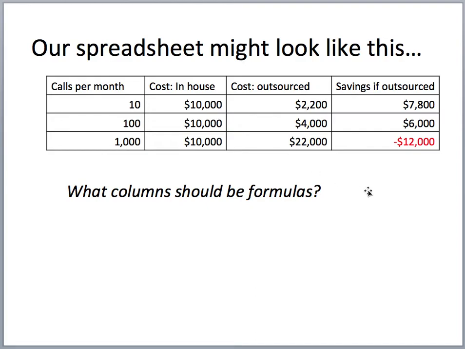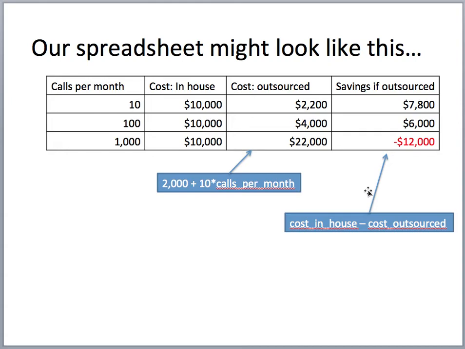So focusing just on the spreadsheet first, the question would be, which columns should be formulas? I think the cost for outsourcing and the savings should be formulas, because they're the ones that vary, and they vary with the number of calls per month, and we're investigating the number of calls per month. So when we build a spreadsheet, we tend to put the number that drives the other numbers in the first column, and then use formulas as we go across.